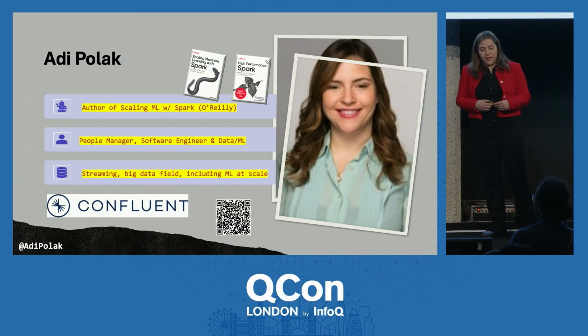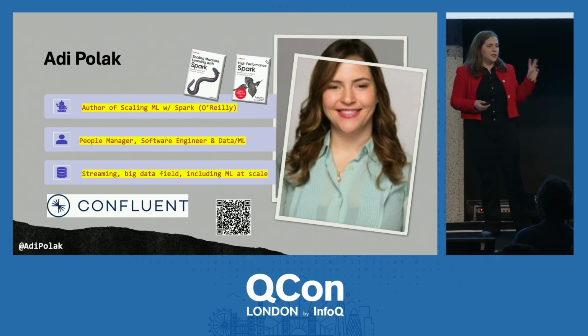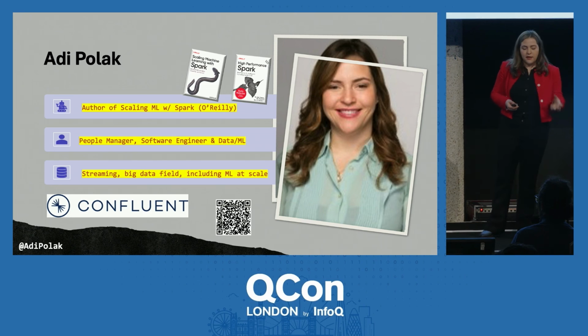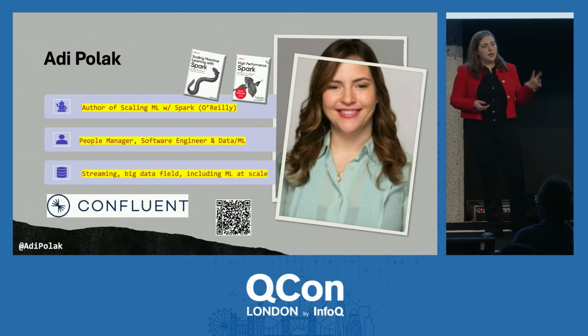So a little bit about me. I wrote 2 books. One is Scaling Machine Learning with Spark, published with O'Reilly. And the second one is coming out in the next couple of months. This is High Performance Spark, the second edition, where we dive into the details and the nitty-gritty of how to optimize large machine learning workloads with it, but not only that.